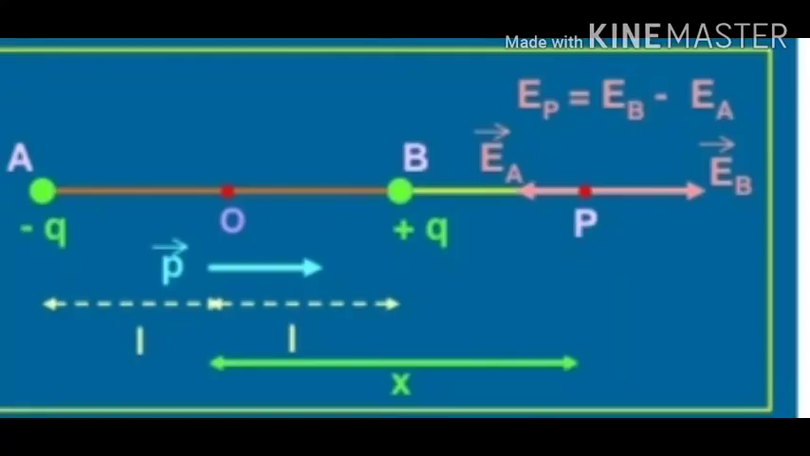Now the calculation of electric field of a dipole. We will calculate in two different cases. Number 1, at a point on the axial line. The figure shows AB is the dipole.